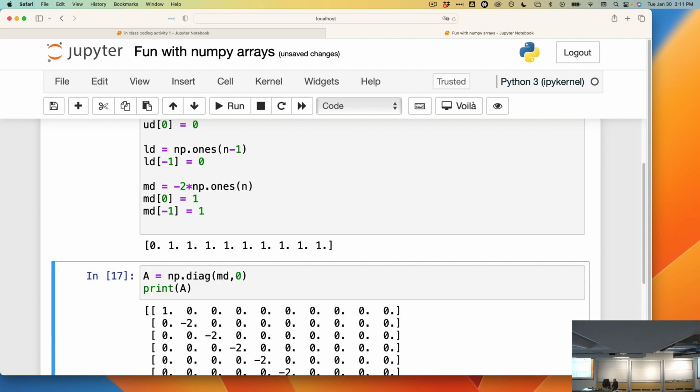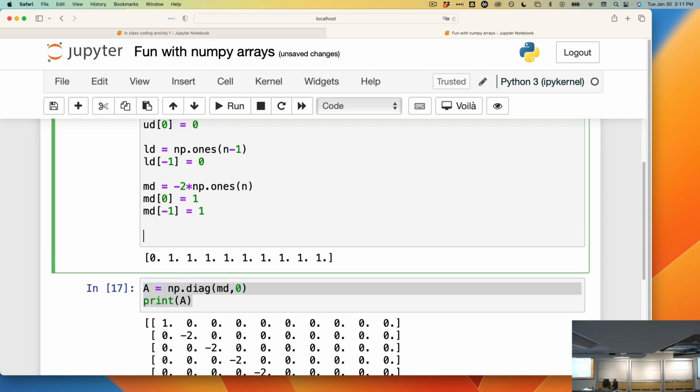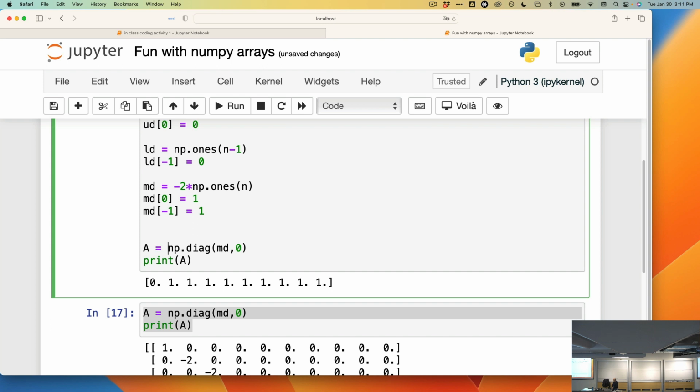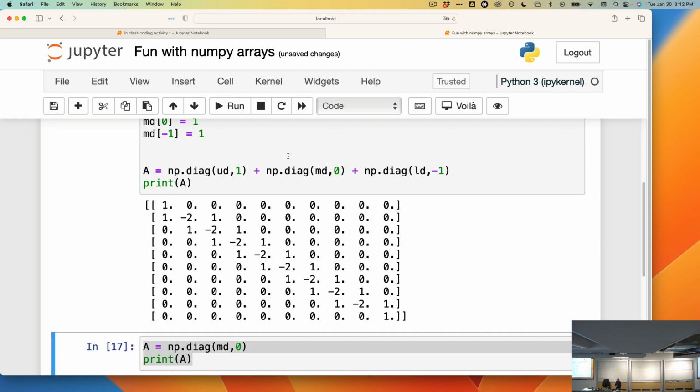I'm going to delete this, delete this. And finally, we can combine them all together with three diags. So I want to put the upper diagonal using diag on k equal 1. So I'll do np.diag for the upper diagonal at k equal 1, plus np.diag for the main diagonal at 0, plus np.diag for the lower diagonal at minus 1. Ta-da! np.diag creates a matrix full of zeros except for that diagonal you specify. So when you add them together, they just add element-wise.